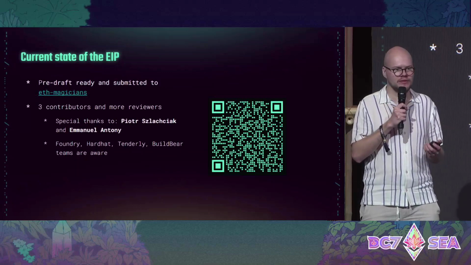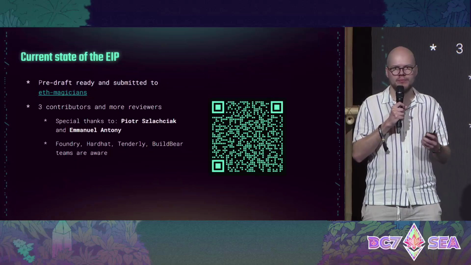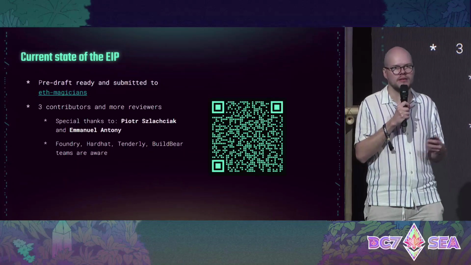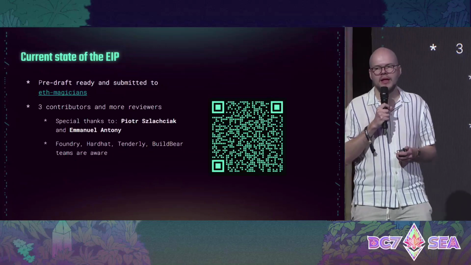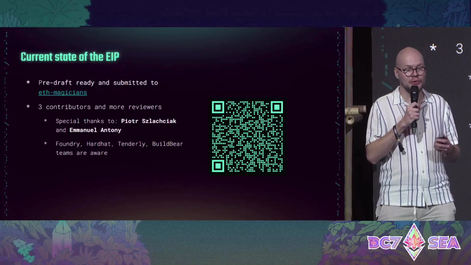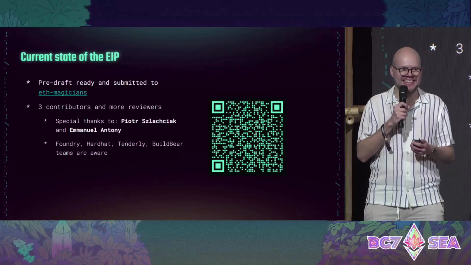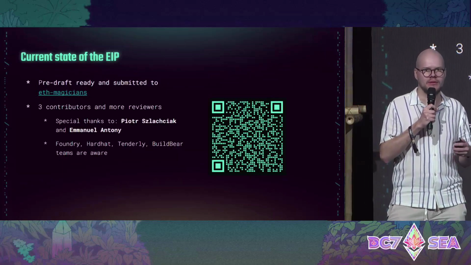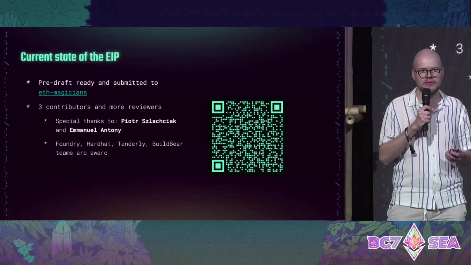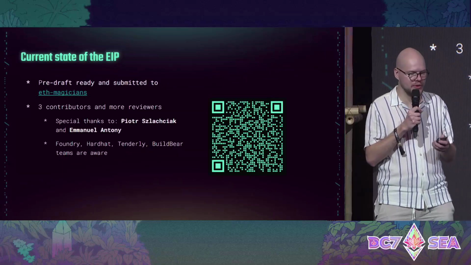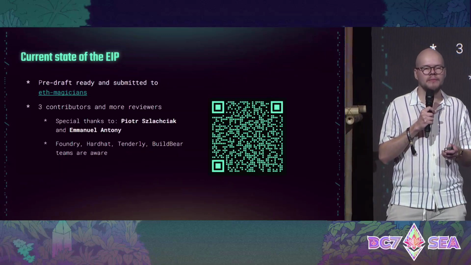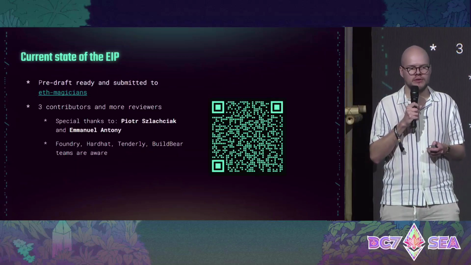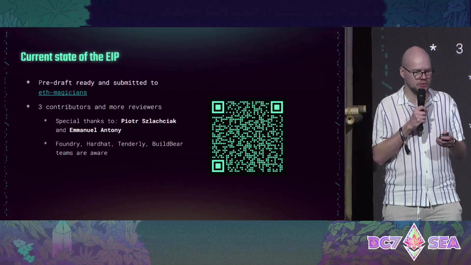So what's the state of this EIP? It's in pre-draft state, meaning that it's submitted to Ethereum Magicians, but it's not yet submitted to the EIP repository. There are 3 contributors, 2 contributors other than me, so special thanks to Piotr Szlachciak and Emmanuel Antony for helping me with this proposal. And all the teams developing the nodes are already familiar with the spec, and we're talking with them, and even today we had a pretty good discussion, tweaking some of the behavior.